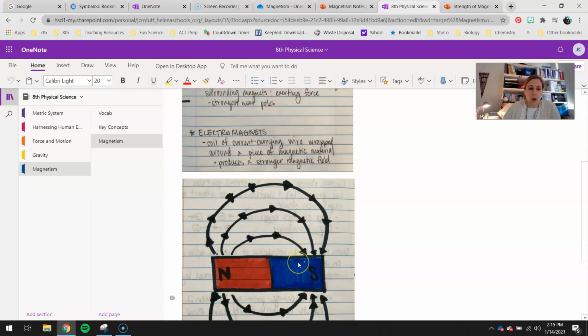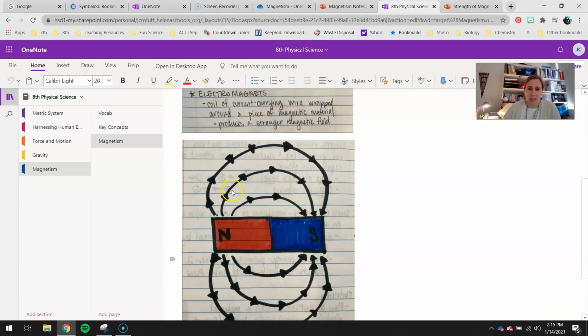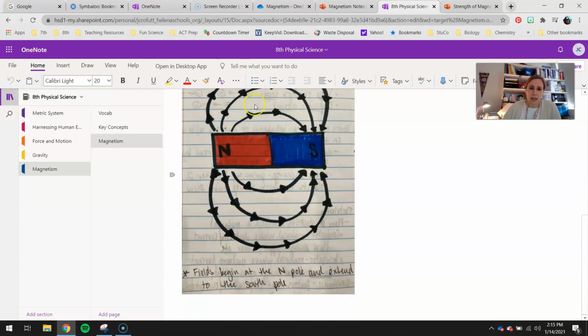Okay, last thing I really want to go over with you guys is just this picture of a magnet and magnetic fields. So you guys already kind of know what this magnetic field looks like, and you guys know that they kind of create these arches that connect the north to south pole. But what you maybe don't know is that they have a direction that they run in, and they always run from the north to the south. So they're kind of one-directional field lines when we draw them. So fields begin at the North Pole and extend to the South Pole.